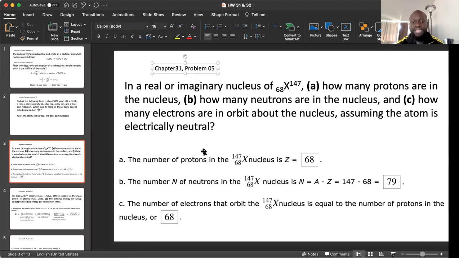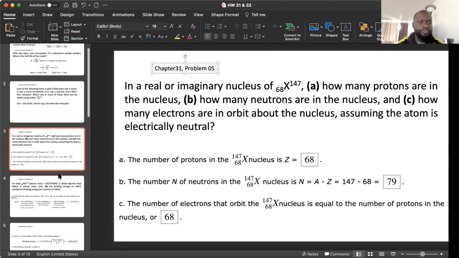And then how many electrons? Electrons for a neutral atom is equal to the number of protons, which is 68 still. So that's how you do this problem.